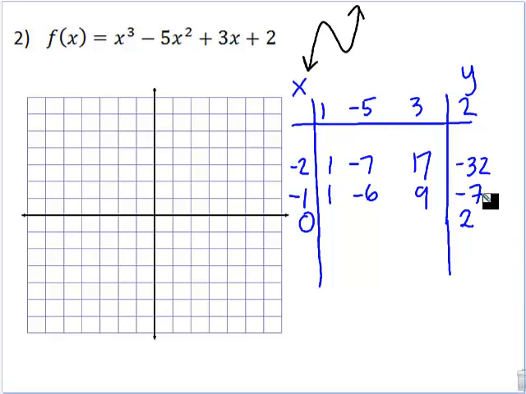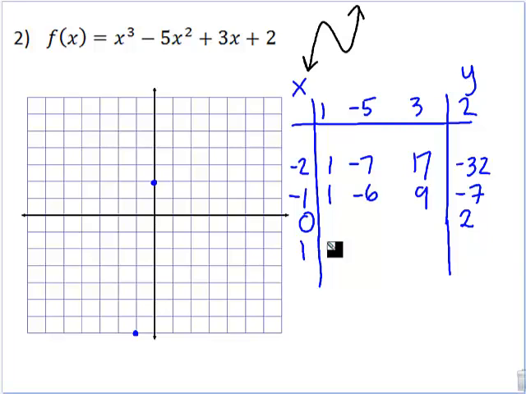So at -1, we are at 1, 2, 3, 4, 5, 6, 7. We're at -7. At 0, we are at 2. At -2, we are way off the graph. So does this look like it's this left-hand side of this graph right now? Looks like it's starting to come up. So we need to make sure that this graph goes back down and comes back up. So that's what we need to find.